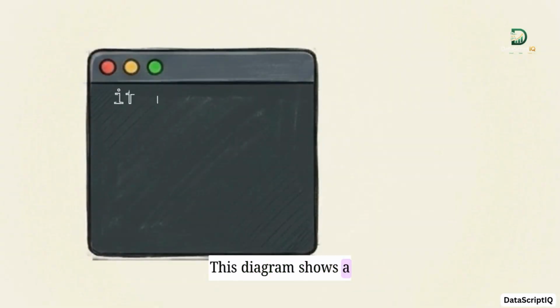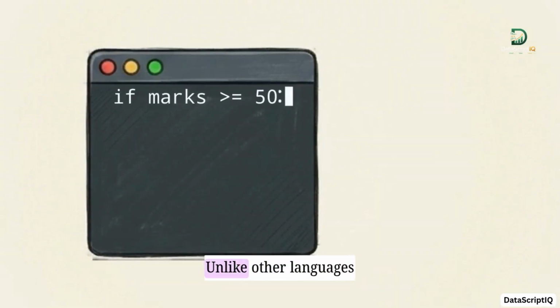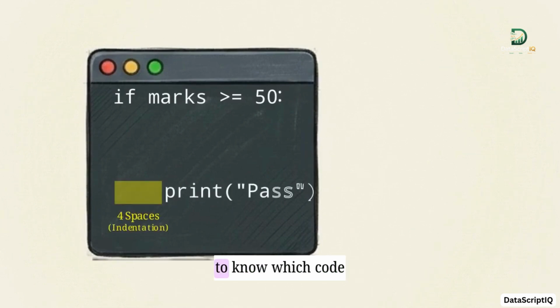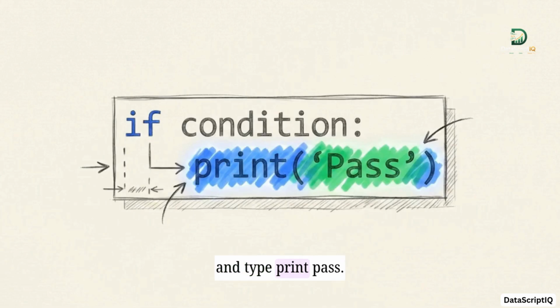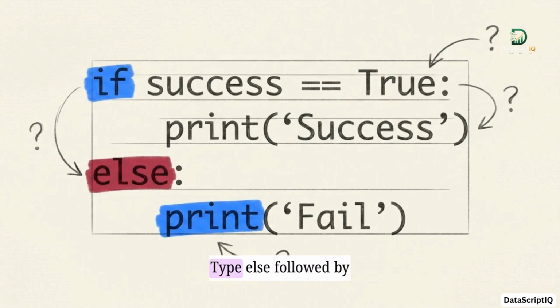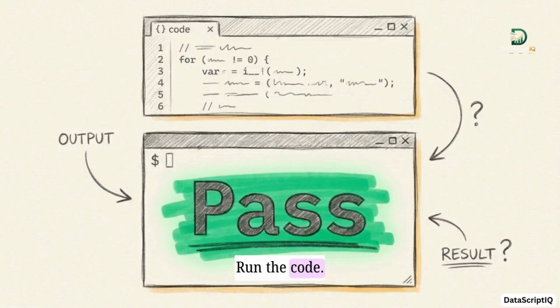This diagram shows a strict rule in Python. Unlike other languages that use brackets, Python uses indentation to know which code belongs to the condition. You must use exact spacing, typically 4 spaces or a tab, beneath the colon. On the next line, indent and type print pass. Then move back to the left margin, type else, followed by an indented print fail. Run the code. Because 65 is greater than 50, Python prints the passing message.